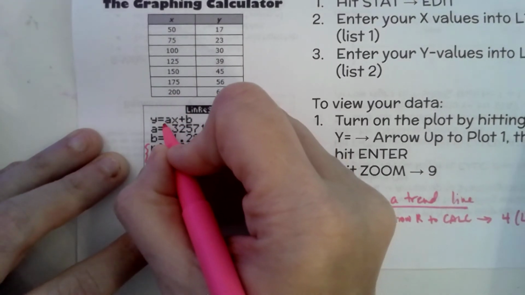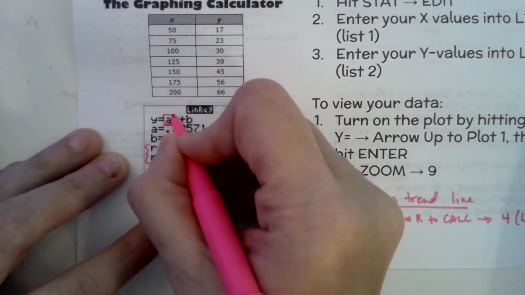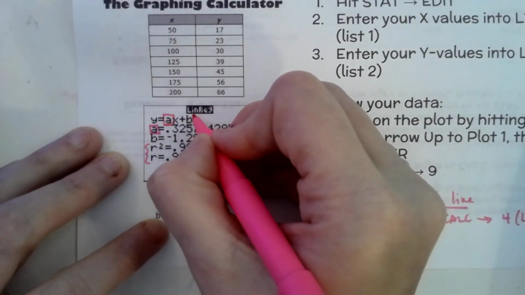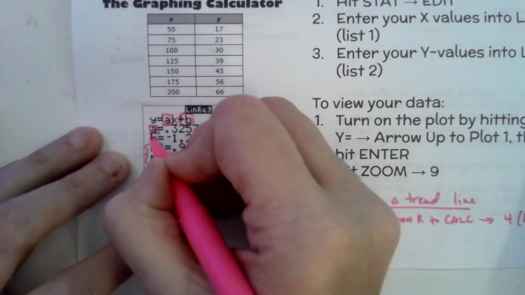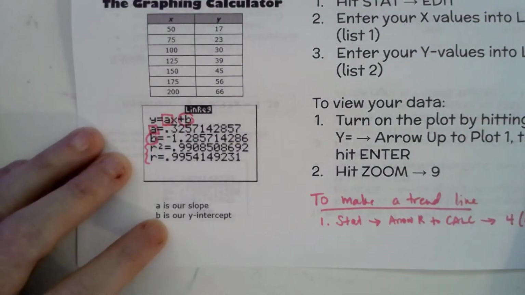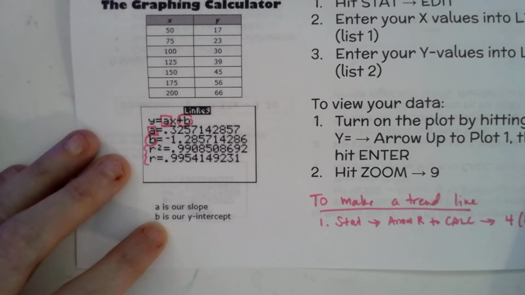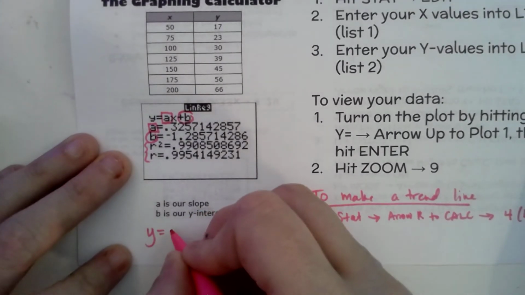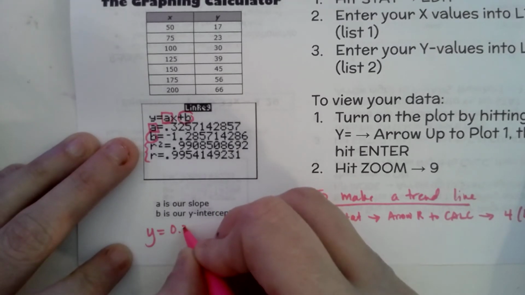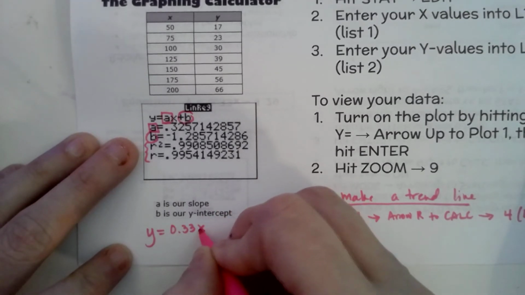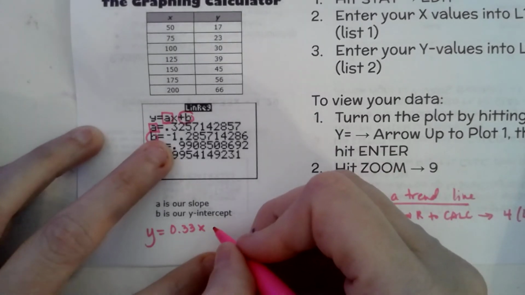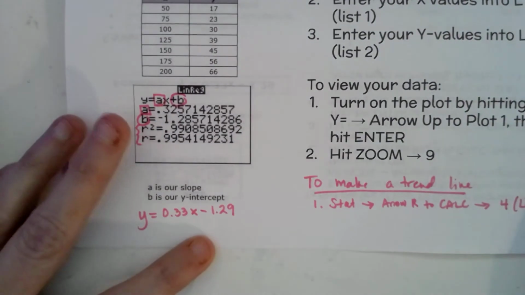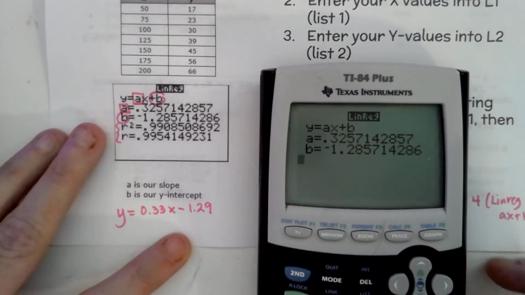So what they're saying is, wherever I see an a, I'm going to plug in whatever a is equal to. And whenever I see b, I'm going to plug in whatever b is equivalent to. So if I wrote this down, I'd say y equals a, which is 0.33, let's say, x, plus b, which is minus 1.29. And that would be the line that best fits this data.